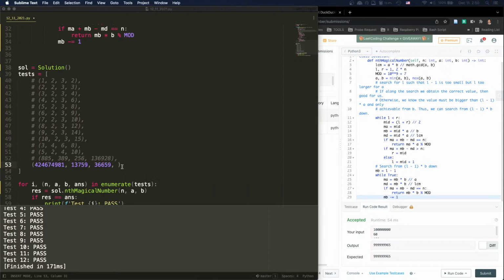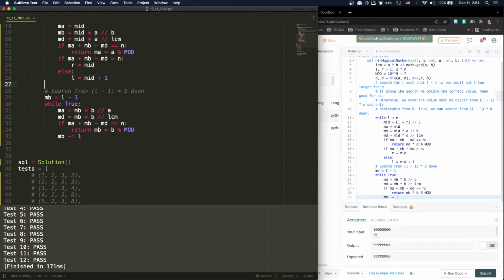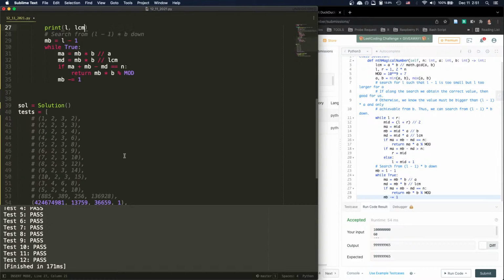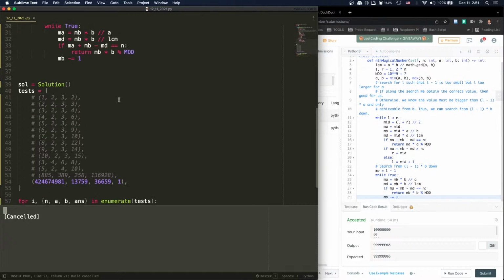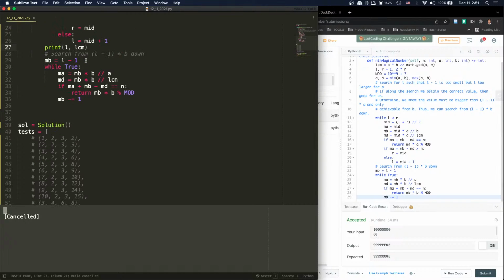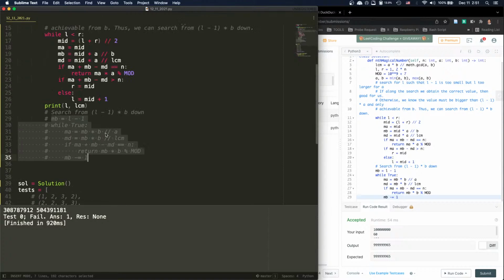Oh, I don't even know the value. I'll just call it 1. All right, let's see. This one will definitely go out. So we're going to print LCM as usual. And run it. I need to comment out this. Okay. So, oh, holy moly.